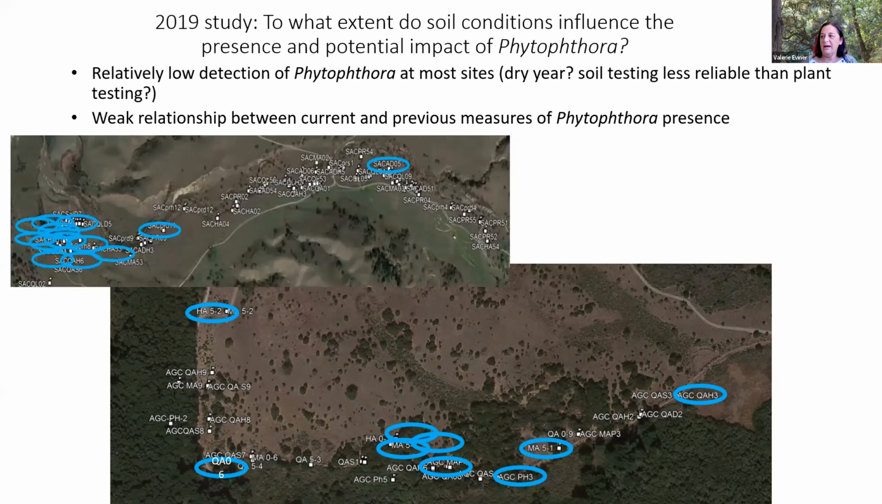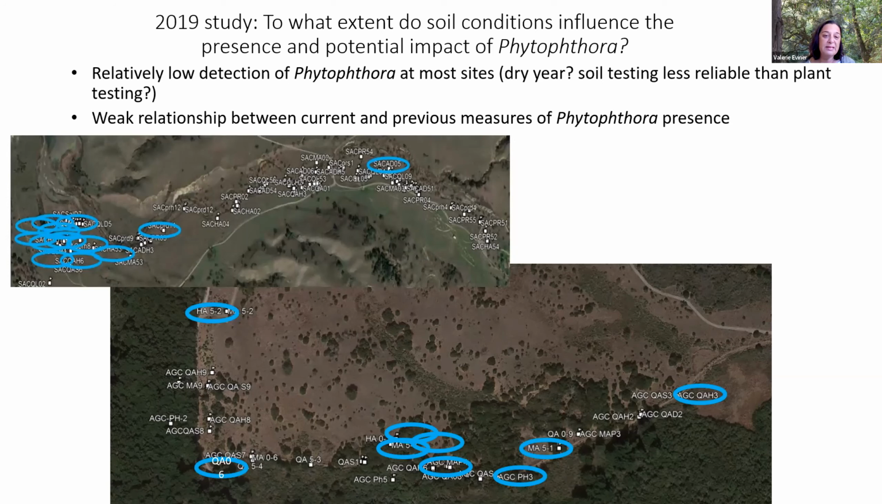And so here are maps of 2 of the sites. All the white points are the ones that we measured. The ones that are circled in blue are the ones that we got positive Phytophthora for. And it was essentially very low detection of Phytophthora. We expected a lot more than this, and there can be 2 reasons for that.